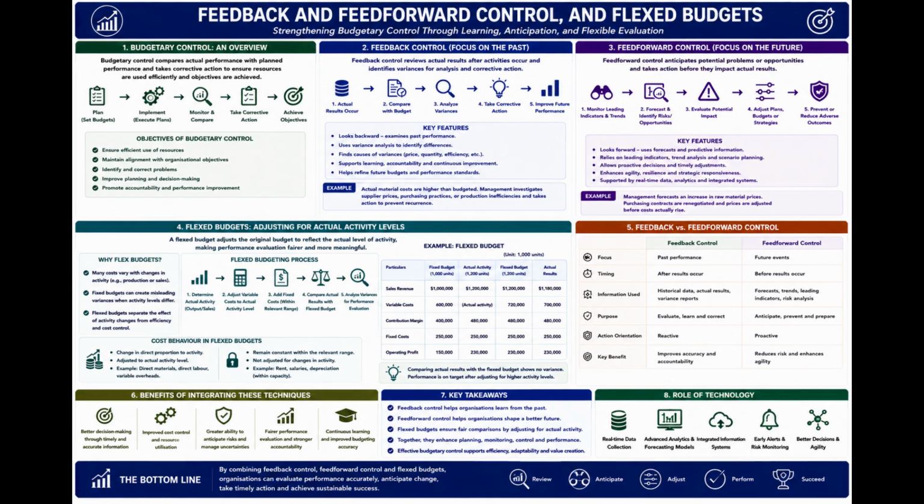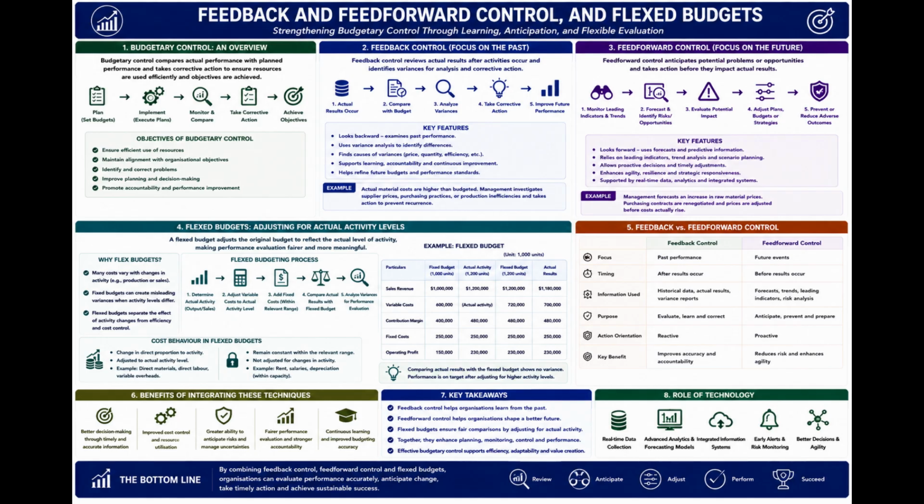Two important mechanisms used within budgetary control are feedback control and feedforward control. In addition, flex budgets provide a valuable tool for evaluating performance under varying levels of activity. Together, these techniques strengthen planning, monitoring, and decision-making across the organization.